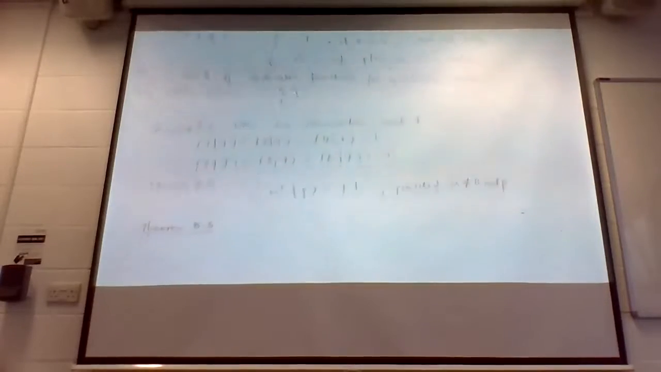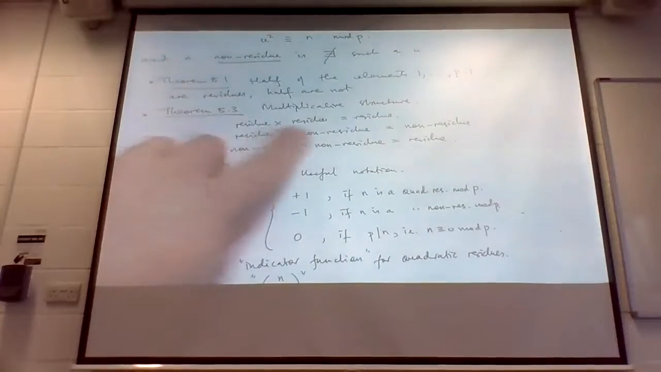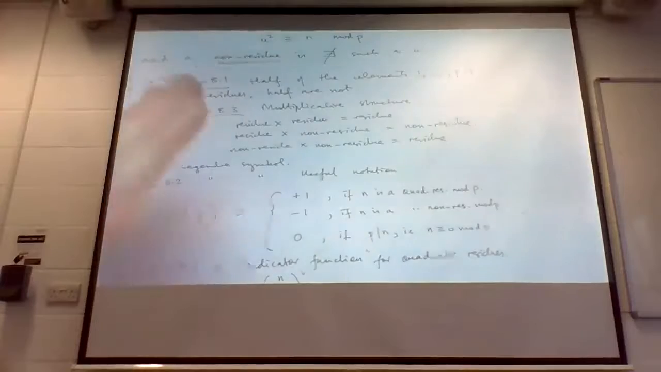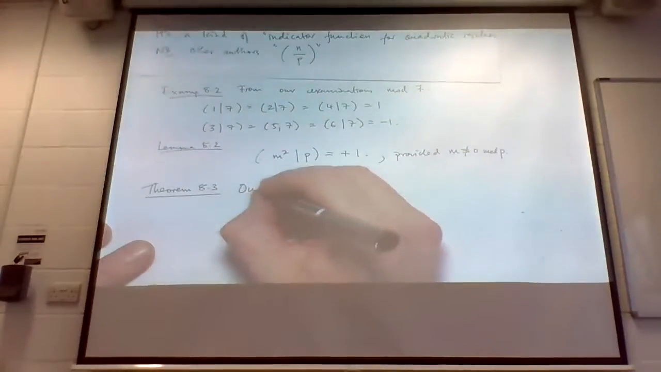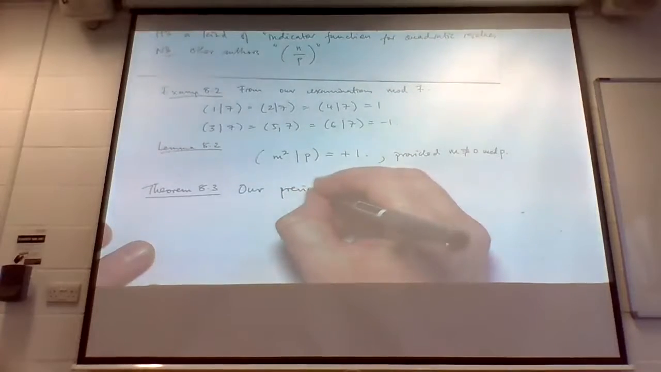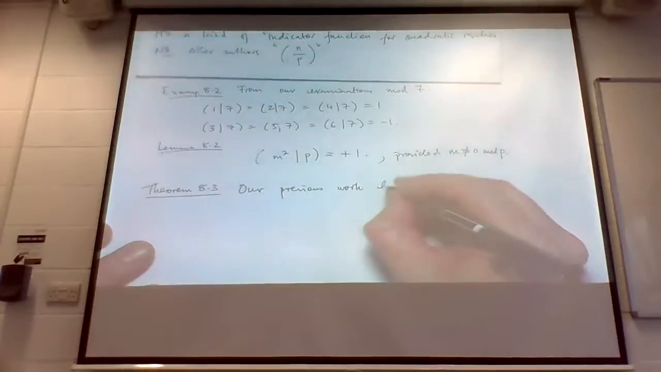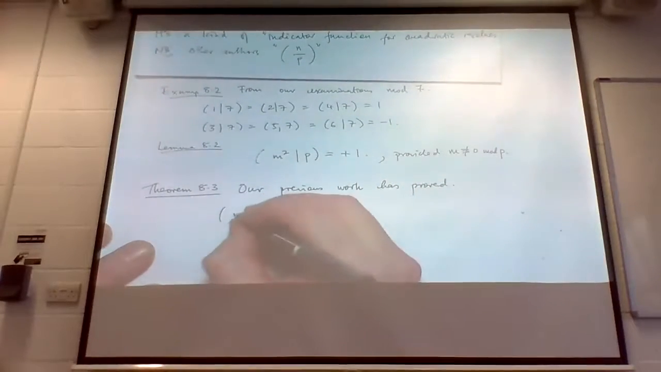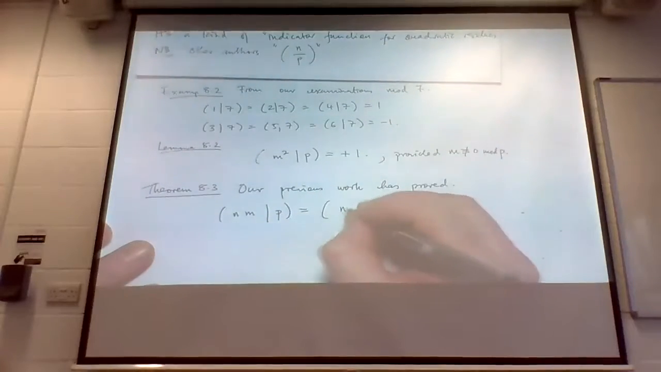So this is theorem 8.3. Now we've already proved this; this is what I was referring to up here. When we proved the multiplicative nature of the residue, non-residue classification, we effectively proved that the Legendre symbol is, as we say, multiplicative.